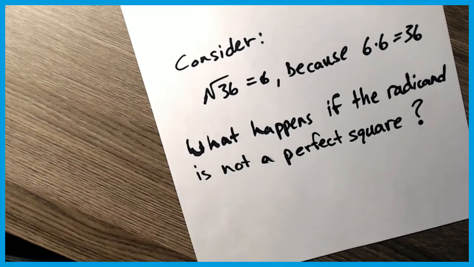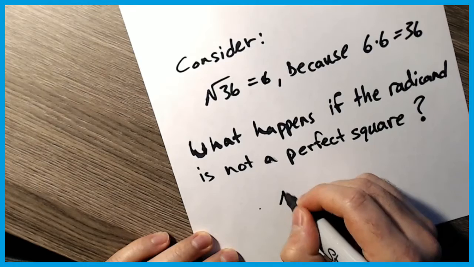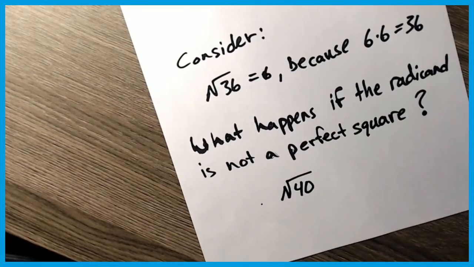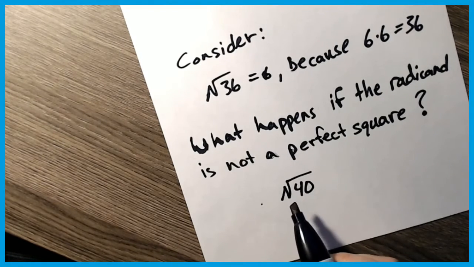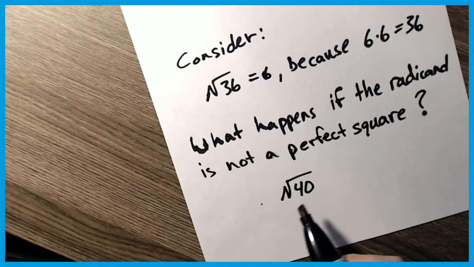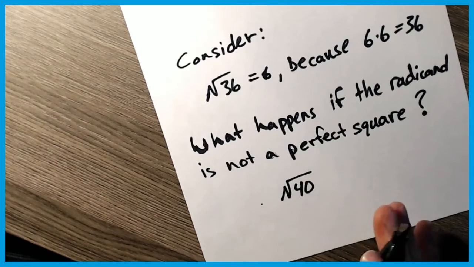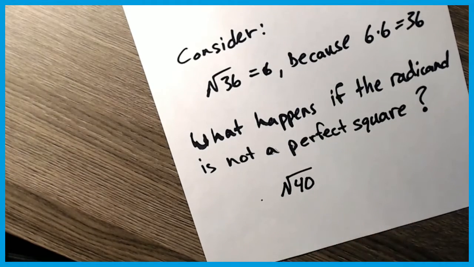If you want to pause the video and think about that, I encourage it. An example of a radicand that's not a perfect square would be if you had the square root of 40. You can't multiply two numbers together to get 40. So if you see this, you should ask yourself, what number times itself gives me 40? And the conclusion you should come to is that there is no number that I can multiply times itself to give me that.